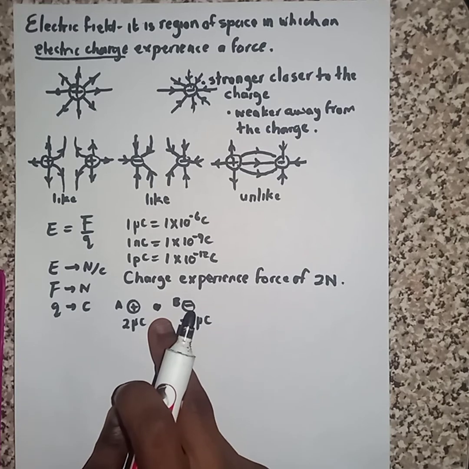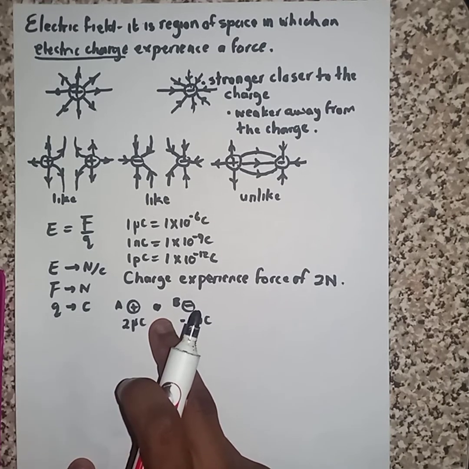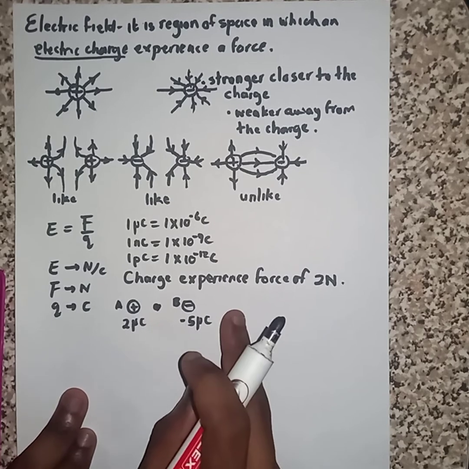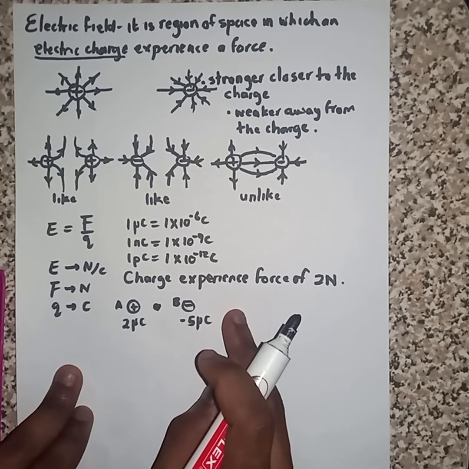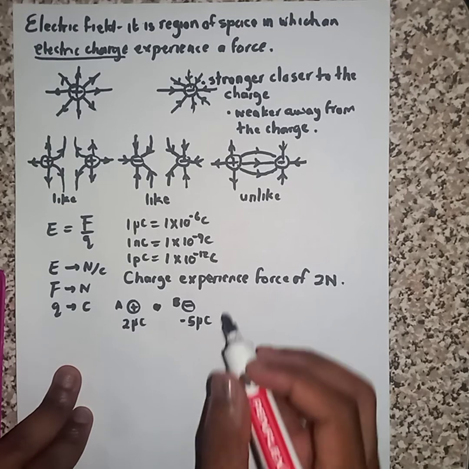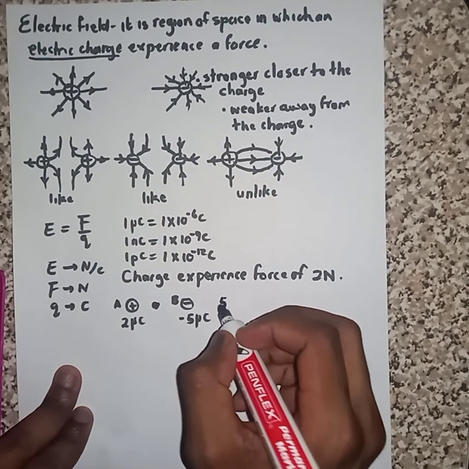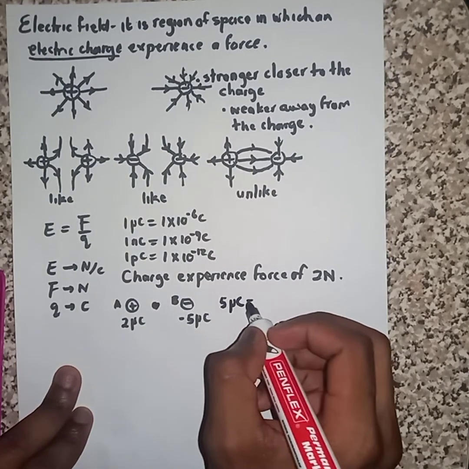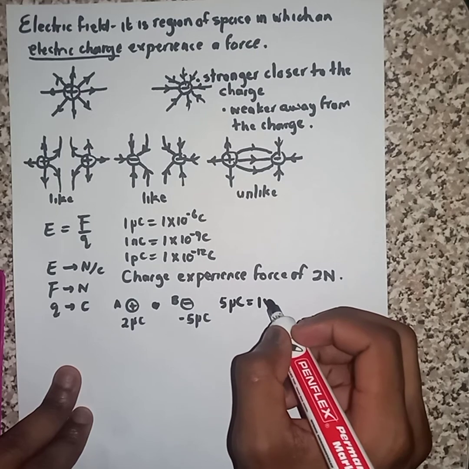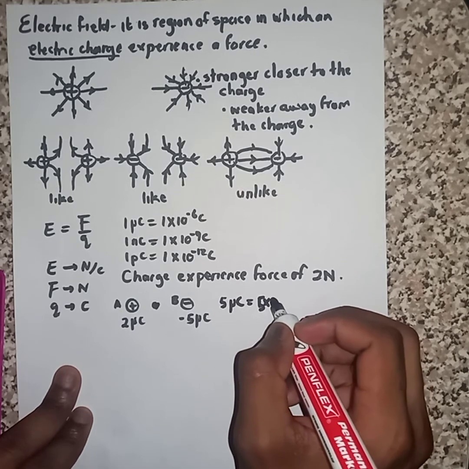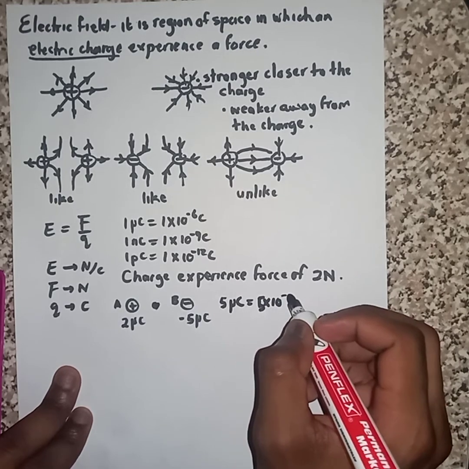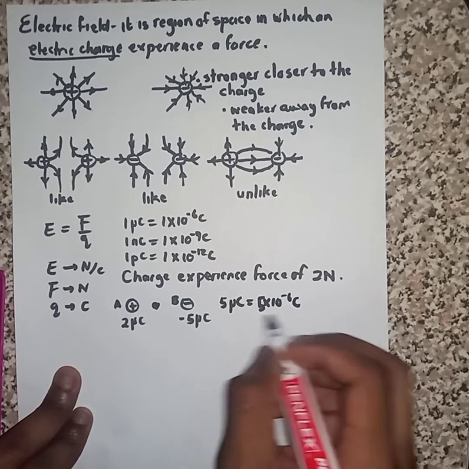We always use what? The test charge, which is always positive. Then now we have to convert 5 microcoulomb, which is 5 multiplied by 10 to the power of minus 6 coulomb.